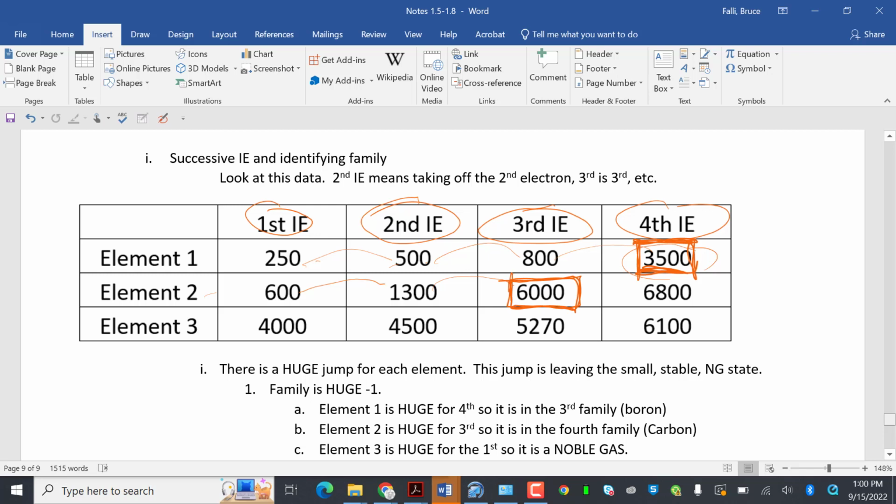Okay. Here, 4,000, 4,500, that's a change of about 500. That's a change of about 770. That's a change of about 900. I don't see a big change. Oh, so that means this first one must be my huge one. Okay. There's a huge jump shown for each element. This jump is leaving the small, stable, attractive noble gas state. Okay. To find the family, I'm going to take the huge jump and subtract 1 to find the family.